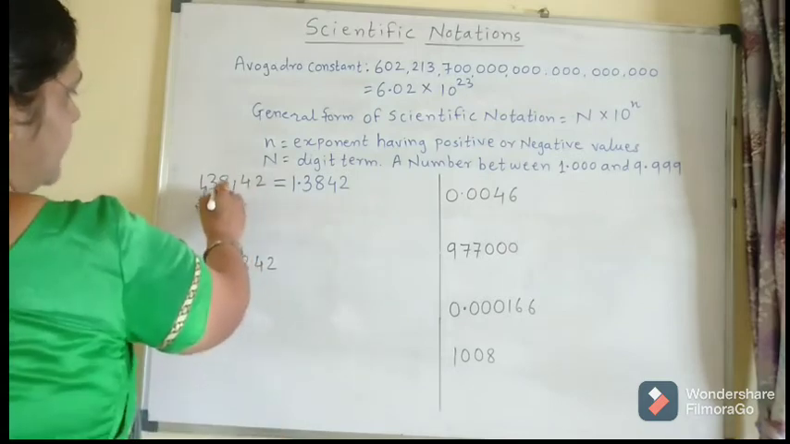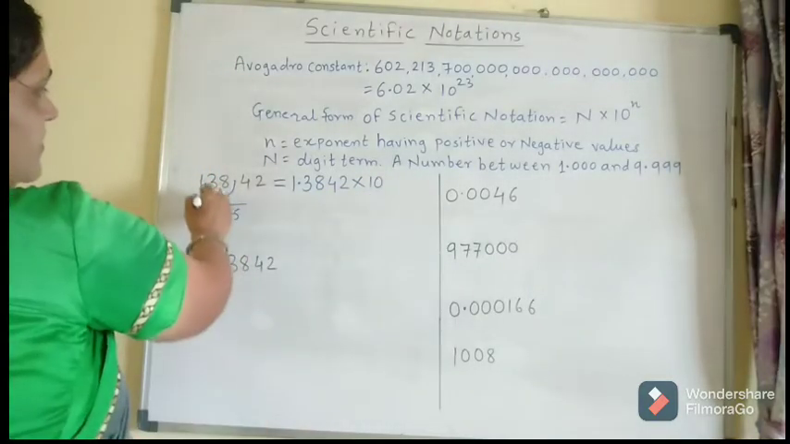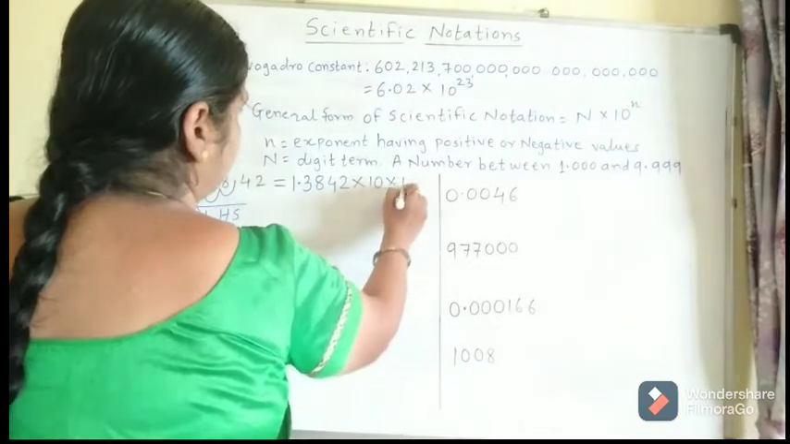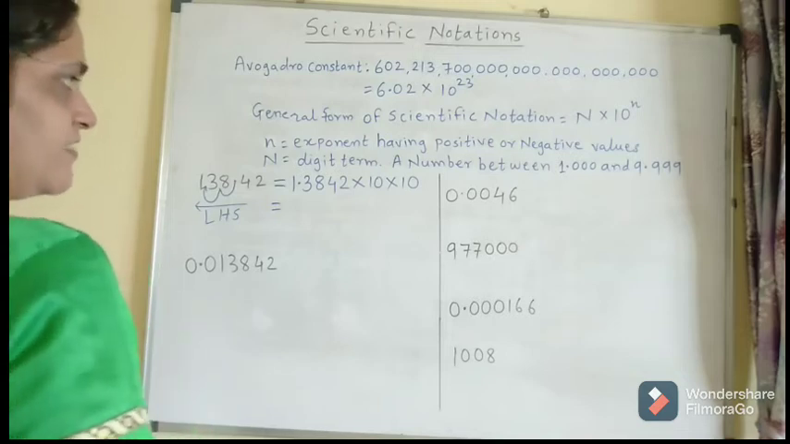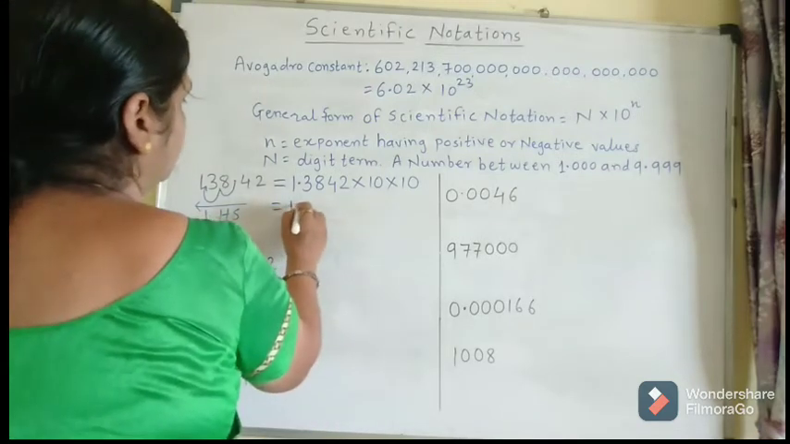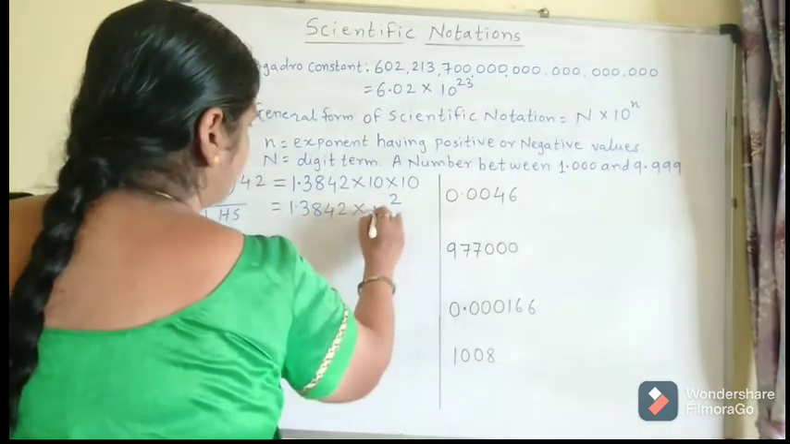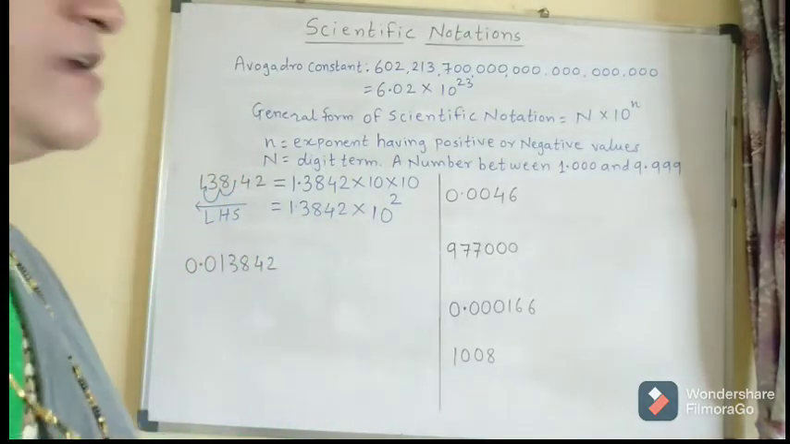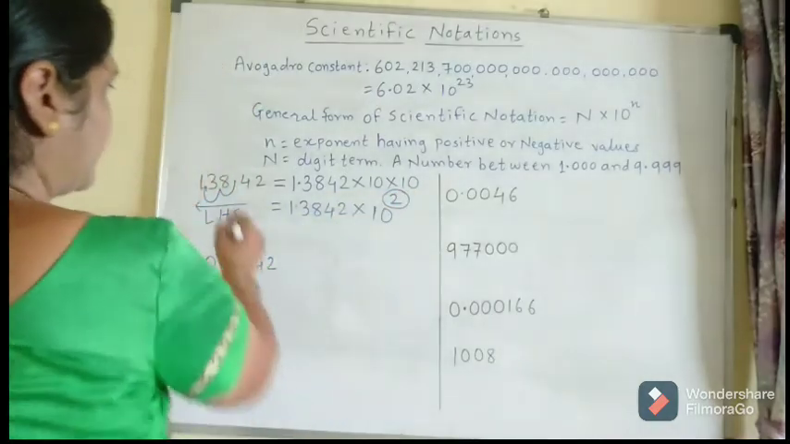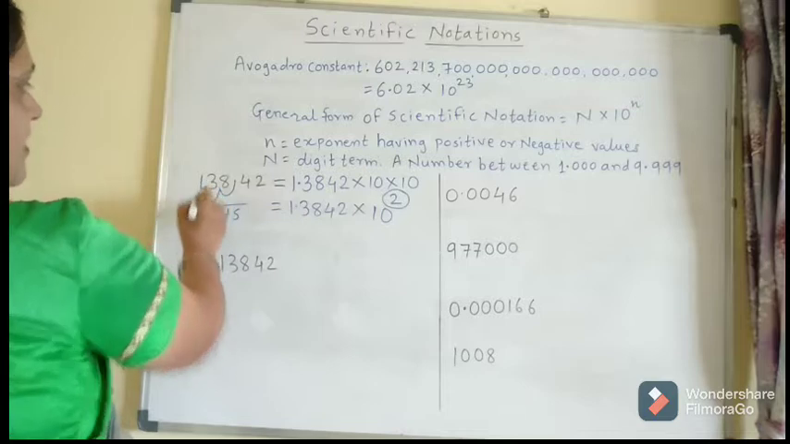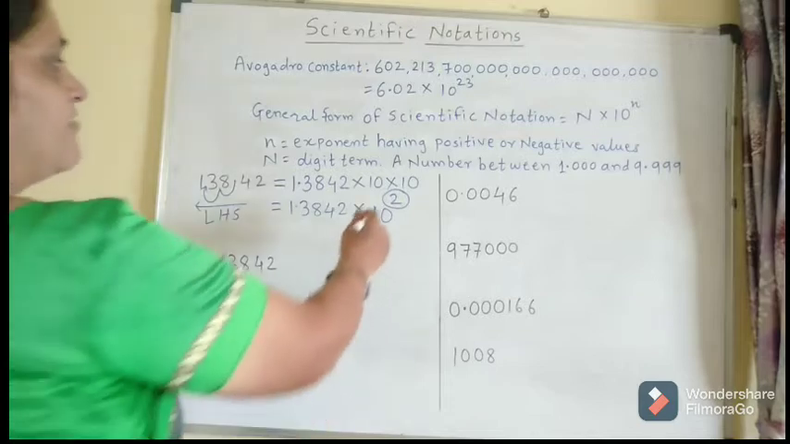Now when I shifted the decimal point by one digit, I write it as multiplied by 10. Again one digit to the left, again I shifted, then I write 2 times 10. Right? This 2 times 10 indicates that the value of n is equal to 2. So 1.3842 into 10 raised to 2. This way I can convert it into scientific notation. The n value is 2 because I have shifted the decimal point by 2 digits, and therefore I have written 2 here.